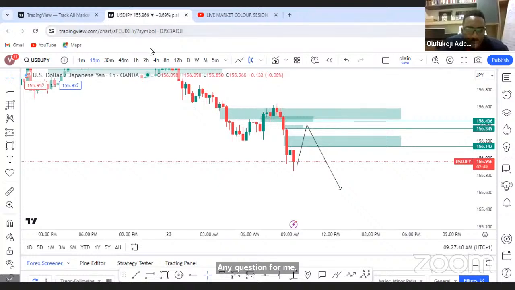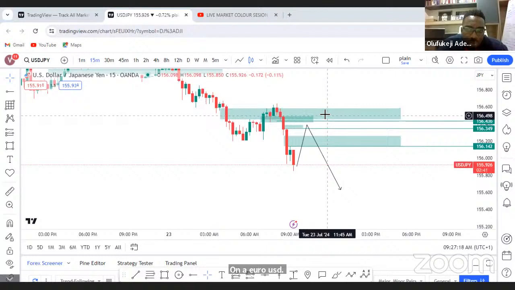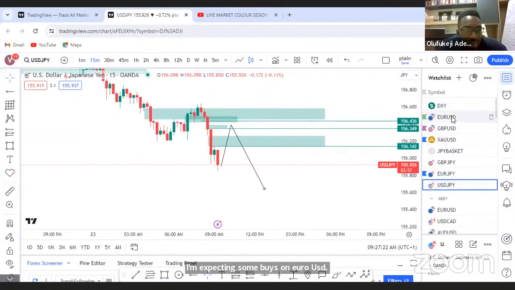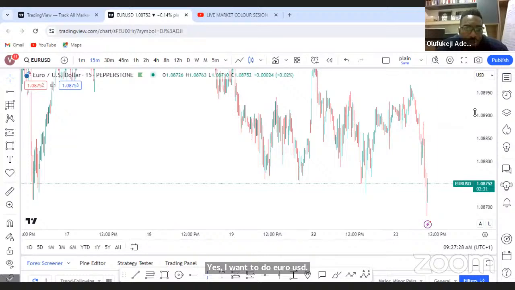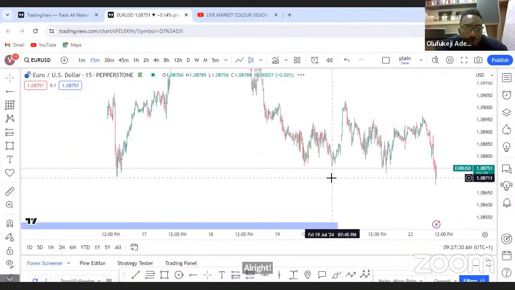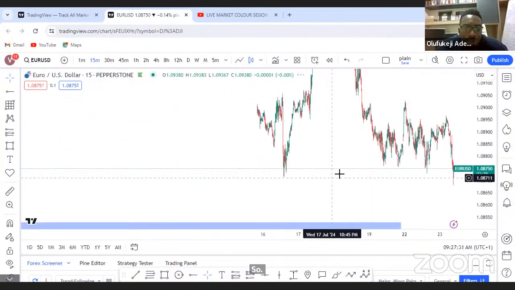I'm expecting some buys on Euro USD. So we can quickly look at that before we close. Euro USD. Yes, I want to do Euro USD. All right. So why am I expecting some buys on Euro USD?